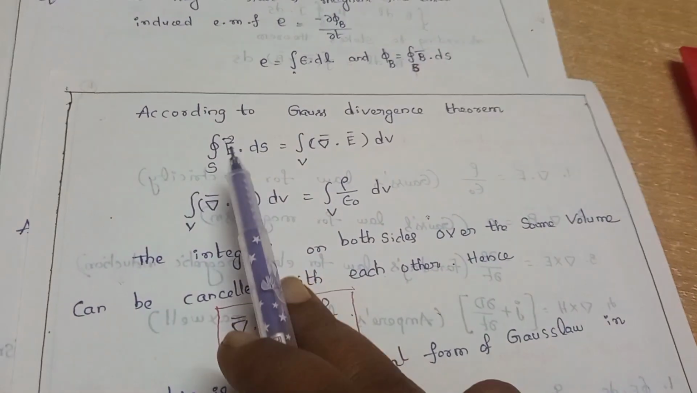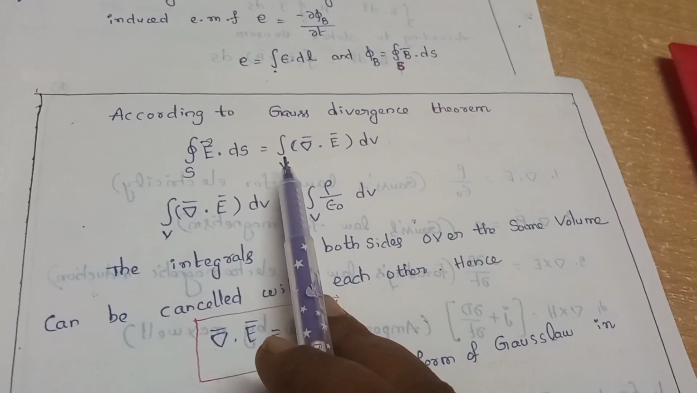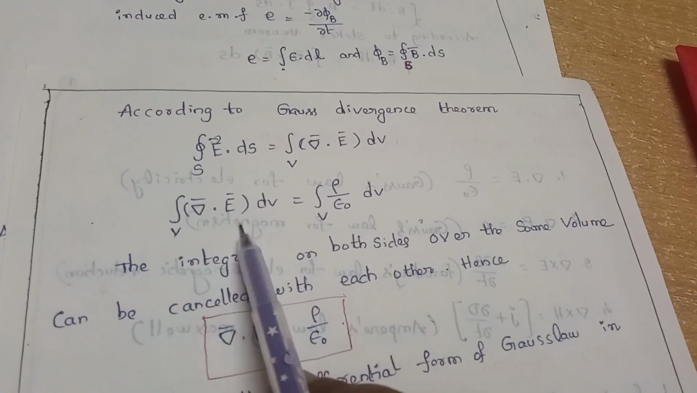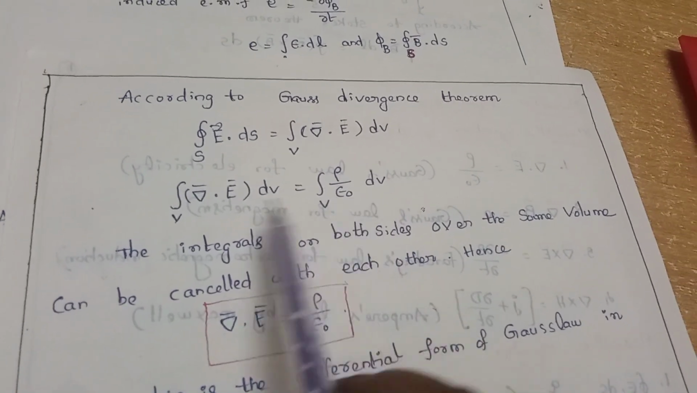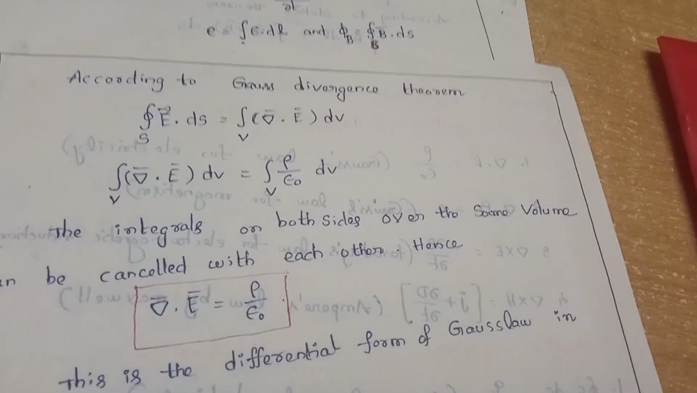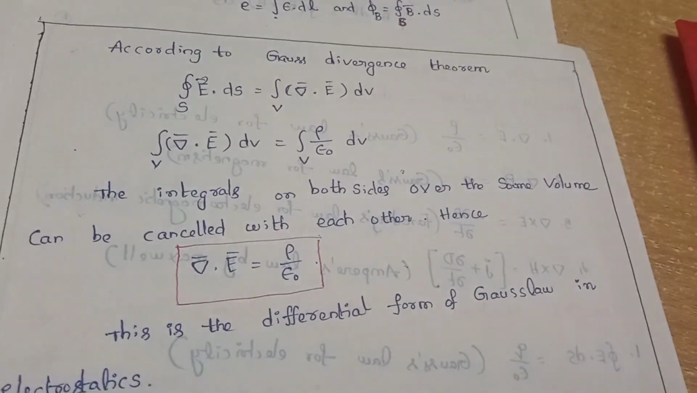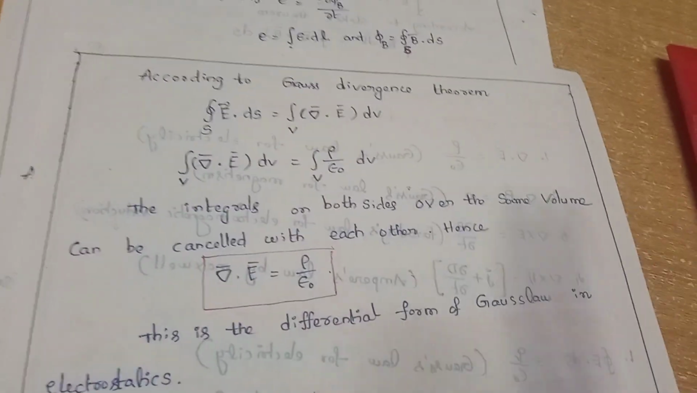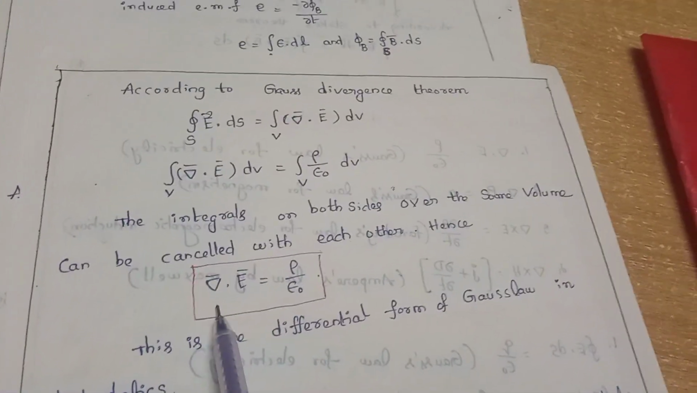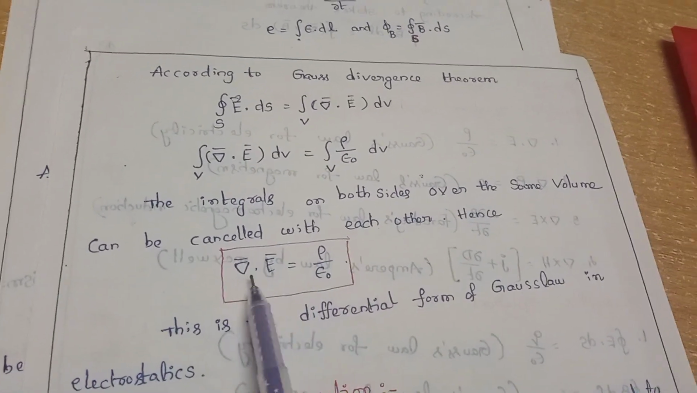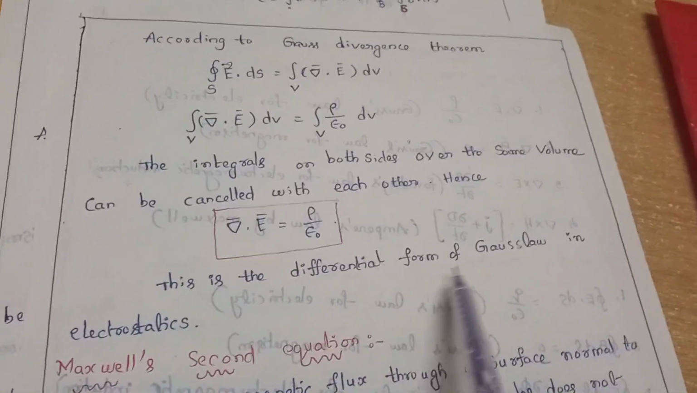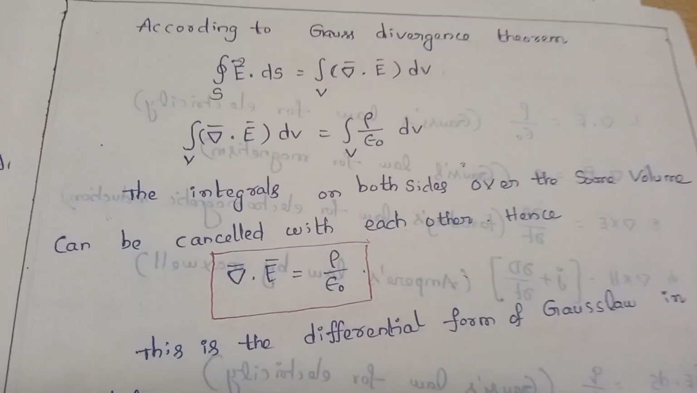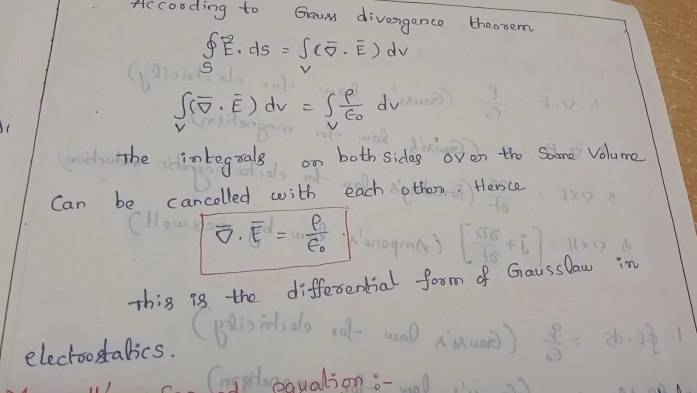dv. But E dot ds, previously we know, is equal to rho by epsilon naught dv. So we can write the integral over v of del dot E dv is also rho by epsilon naught dv. So the integrals on both sides over the same volume can be cancelled with each other. From this equation we can write del dot E is equal to rho by epsilon naught. So this is the differential form of Gauss law in electrostatics.